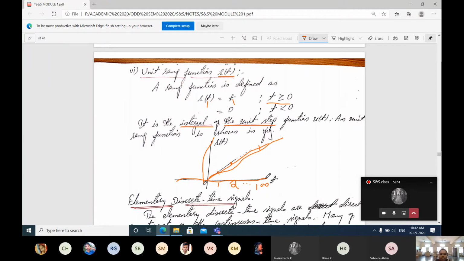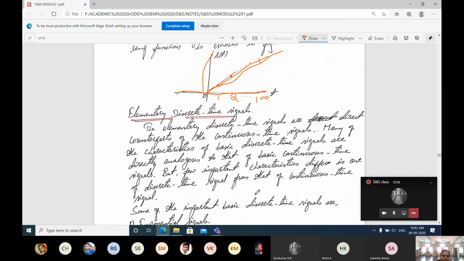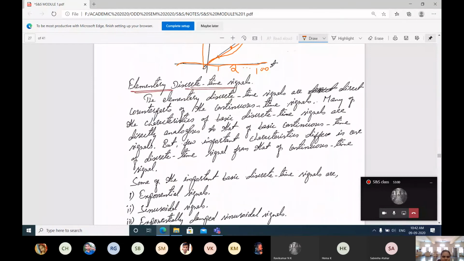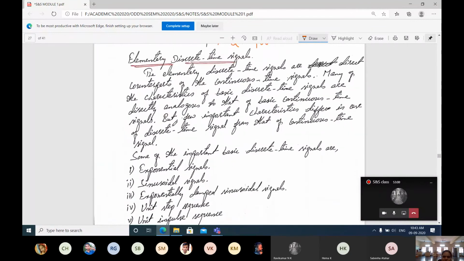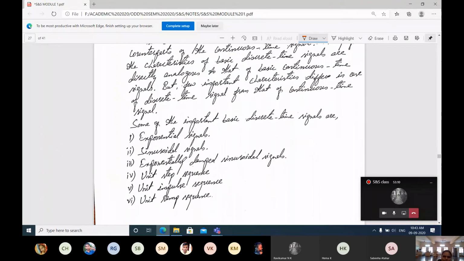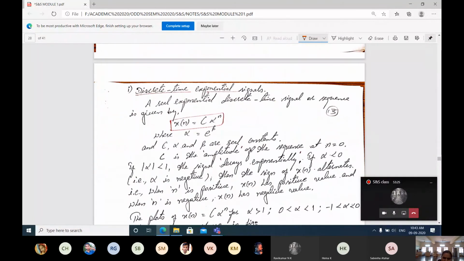These are all the elementary signals of continuous time. In the same way, we are going for the elementary signals of discrete time. Here also the six elementary signals are there for the discrete time: exponential signal, sinusoidal, exponentially damped sinusoidal, unit step function, unit impulse, and unit ramp function. Same, instead of writing t, we will be changing it in terms of n.